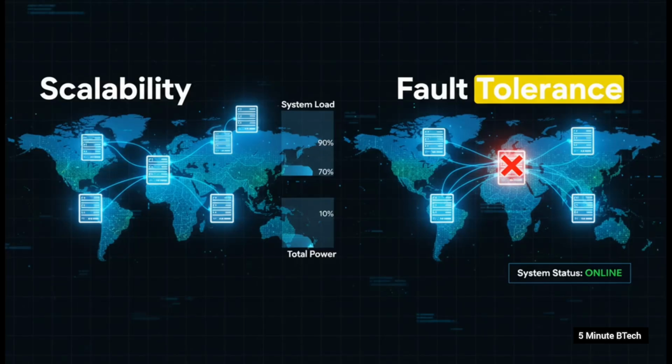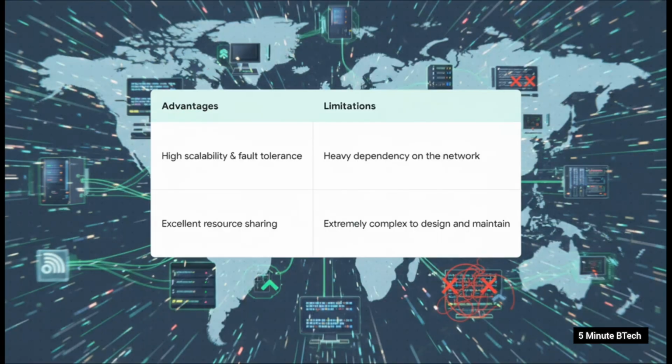So this system basically has two superpowers: scalability and fault tolerance. Scalability means you can just keep adding more computers to the network to get more power. And fault tolerance means that if one of those computers fails, the system doesn't crash. The OS just cleverly routes the work around it, and everything keeps on running. The benefits are obviously immense. You get incredible power and reliability. But the Achilles heel here is that it's all completely dependent on the network that connects those machines. And as you can imagine, designing and maintaining an OS that can manage thousands of computers is just mind-bogglingly complex.